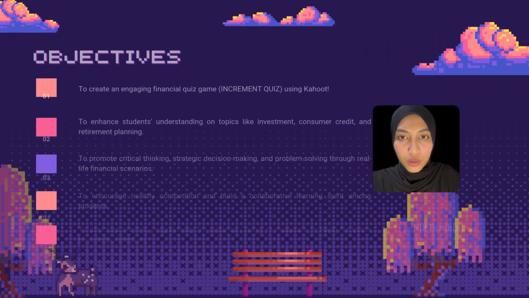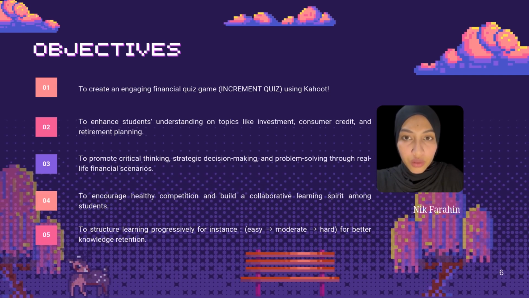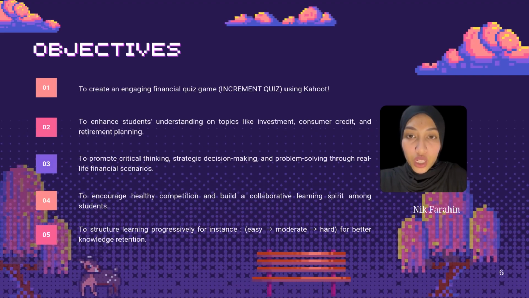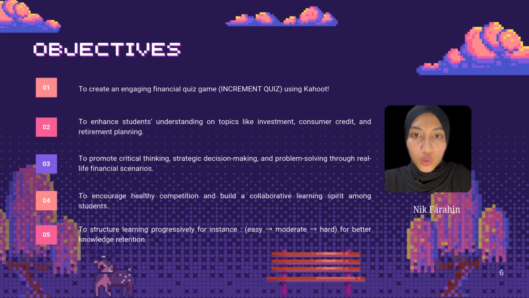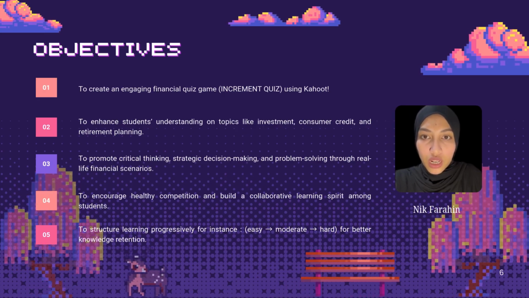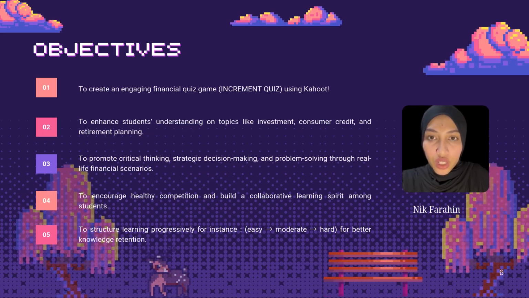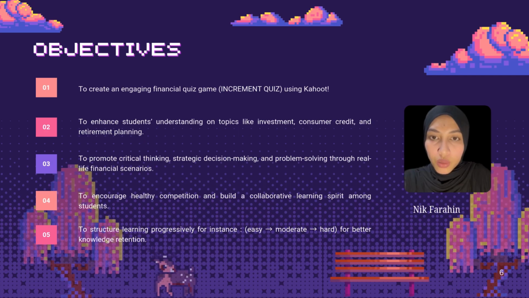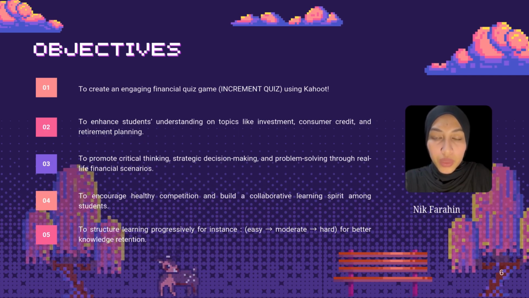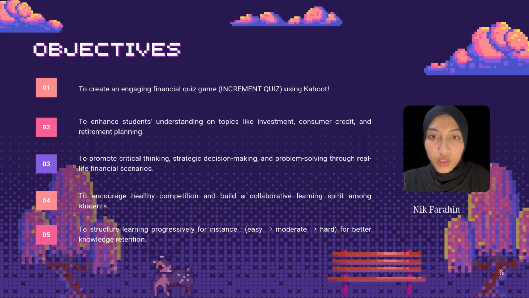Assalamualaikum warahmatullahi wabarakatuh. My name is Nik Farin bin Shamran and I will explain about our objectives. The objectives of our project are quite focused. First, we wanted to create an engaging financial quiz game that can capture students' interest in learning. Second, our goal is to strengthen students' knowledge in three important financial areas, which are investment, consumer credit, and retirement planning. Third, by adding real-life financial scenarios into the quiz, we aim to train students to think critically, make strategic decisions, and solve problems effectively.